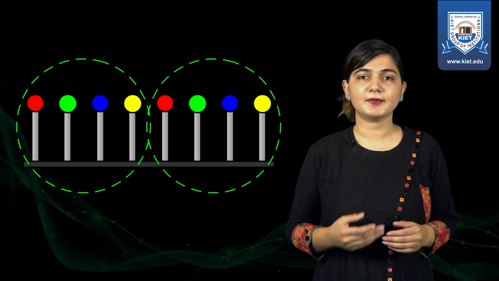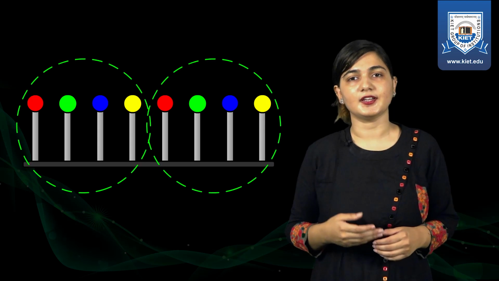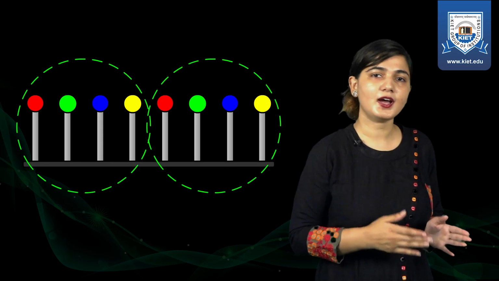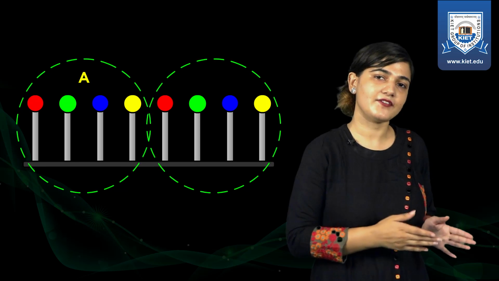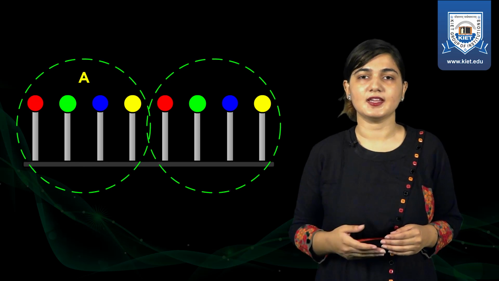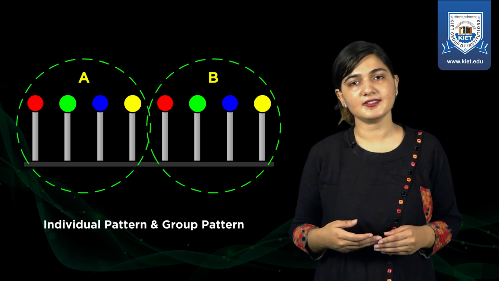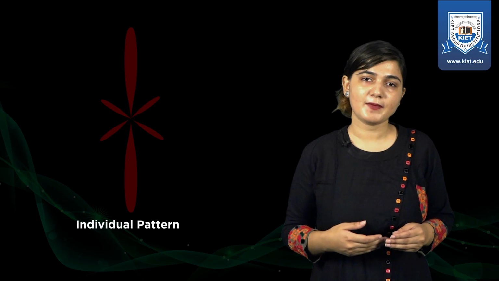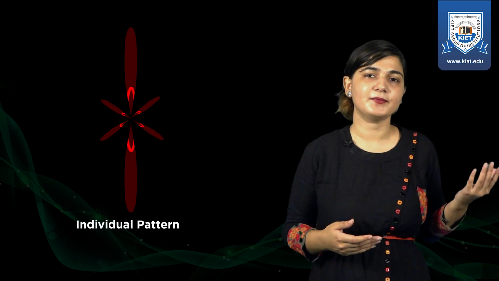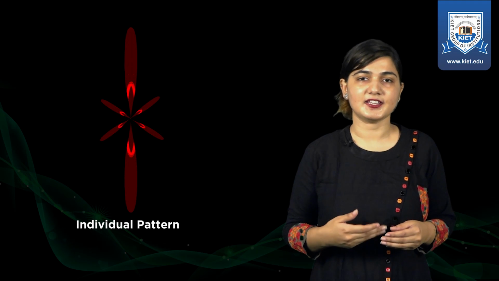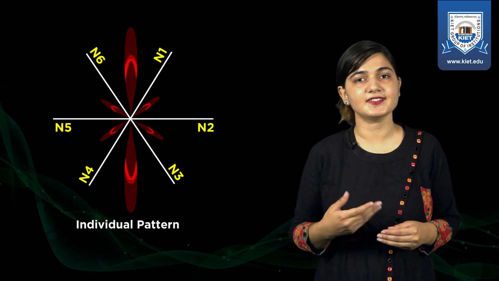So now I am clubbing the first 4 antennas and the last 4 antennas together. So antennas 1, 2, 3, 4 are represented as group A, and antennas 5, 6, 7, 8 are represented as group B. So now we need to find out individual pattern and group pattern again in this case. So for individual pattern, I found out the radiation pattern of group A in my previous 4 antenna array radiation pattern. So I'll take that as my individual pattern, which has 6 nulls.